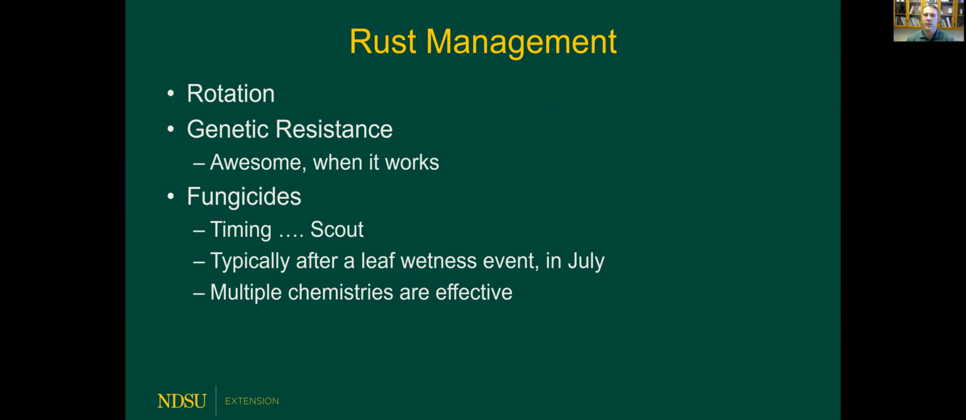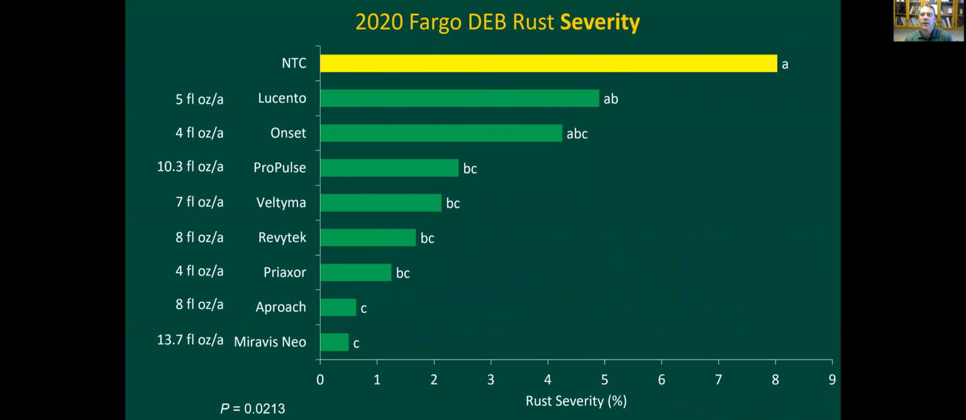And then fungicides, they're very important too. Timing is really important with this, and you don't have to do it prophylactically like white mold. You can scout and wait till you find it. If you don't see it, you don't need to spray. Typically, you'll see rust show up sometime in July after a wetness event. Big rain, couple nights that follow the really heavy dews. You might see rust show up about a week after that. And there's multiple chemistries that are effective. And without going into too much detail, I just want to emphasize that there are a lot of products out there.